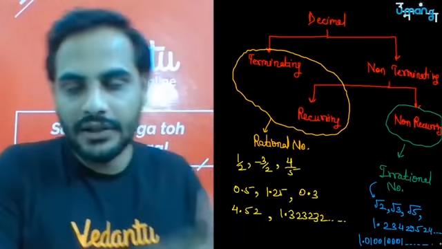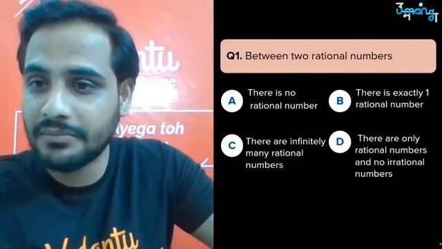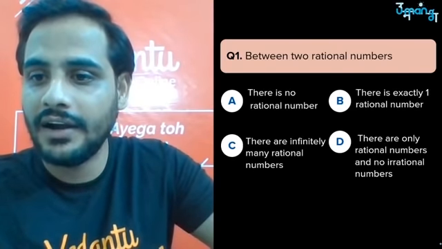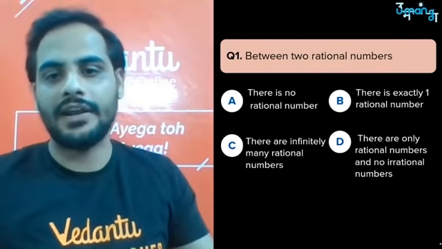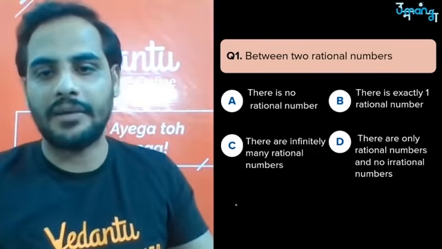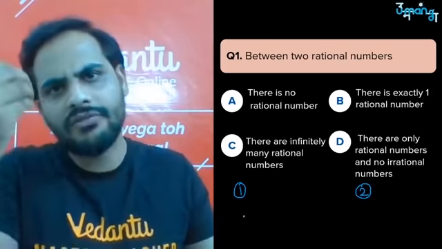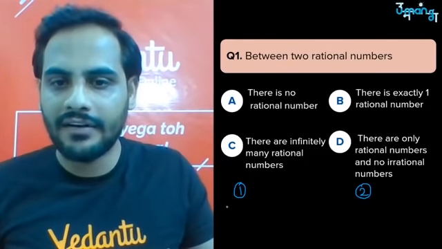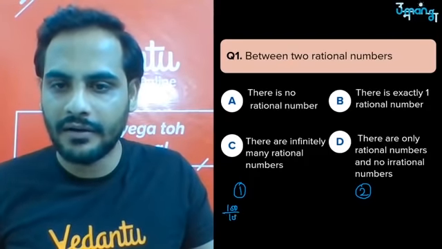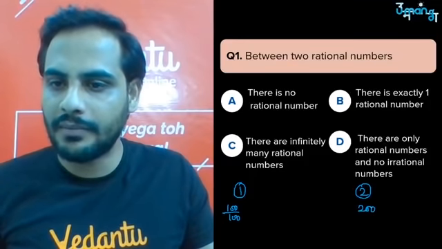First question: between two rational numbers, there is no rational number, there is exactly one rational number, there are infinitely many rational numbers, or there are only rational numbers and no irrational numbers. So let us take an example. Suppose I have 1 and 2, my two rational numbers. Now I can write infinite rational numbers between them, because I can write 1 as 100 by 100, and 2 as 200 by 100.